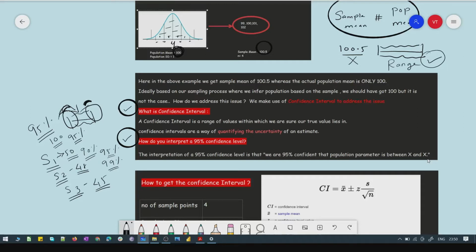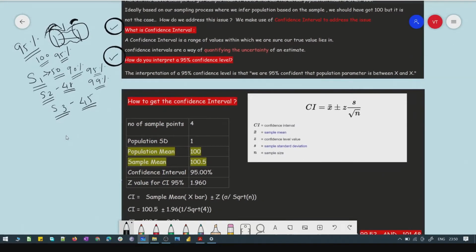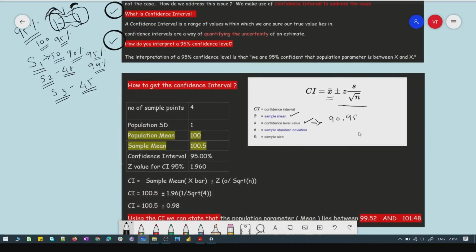Now let's go into the method by which I can determine my confidence interval. I have given you the formula which goes into the determination of your confidence interval. It is denoted by x bar plus or minus z into s divided by square root of n. X bar is the sample mean, and z is your confidence level value, which you determine using your z table, based on the confidence level that you select, 90% or 95% or 99%.